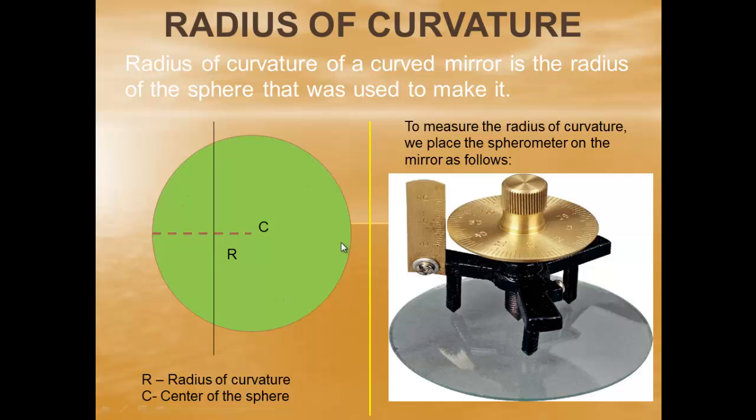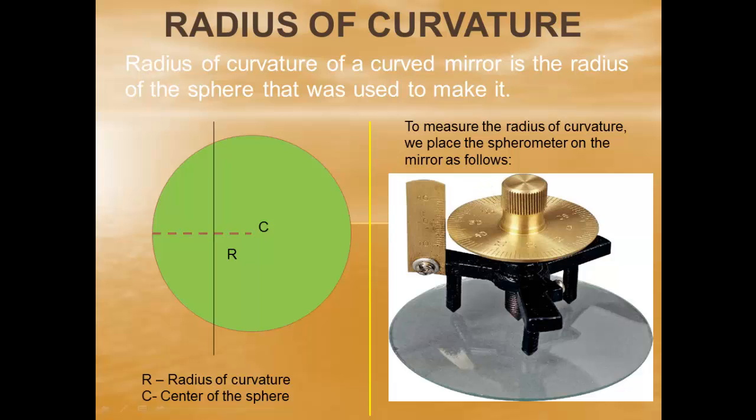So convex surfaces and concave surfaces can be separated out by this line, and the radius of curvature of such a convex or concave surface is the radius of the sphere that was used to make it. So if this is a curved block, this is the radius, from here to here. If you have a curved mirror like this, there are ways to measure the radius. There are scientific methods to measure the radius, but because they are very complicated and sometimes not useful, we normally use a spherometer to do that.